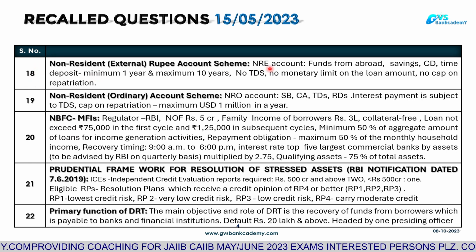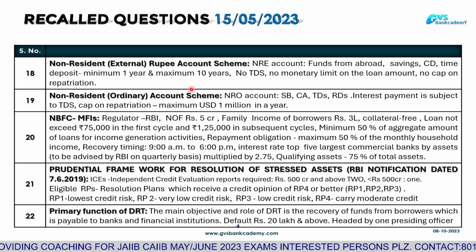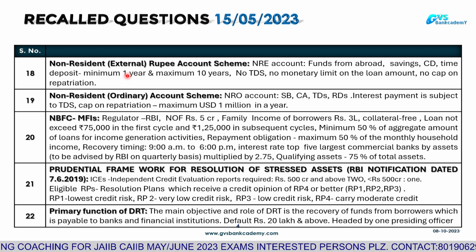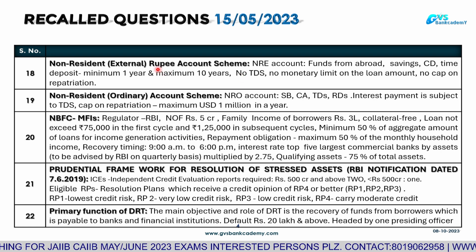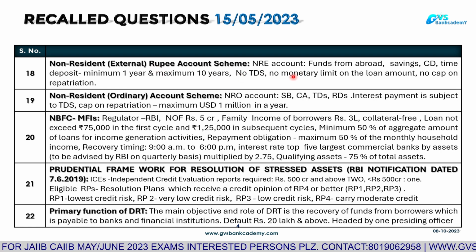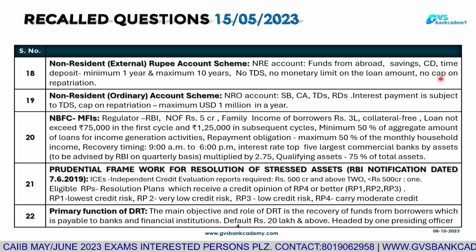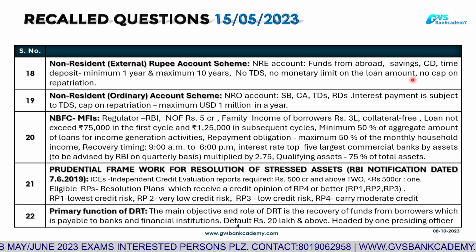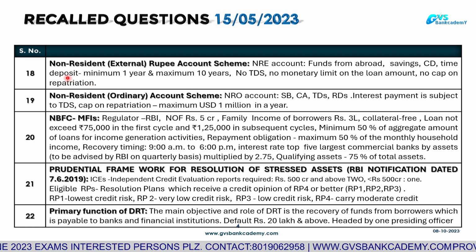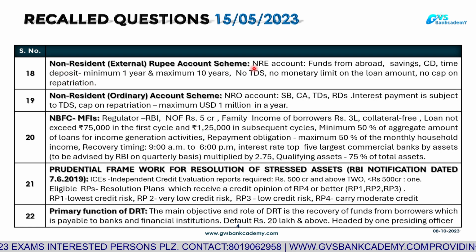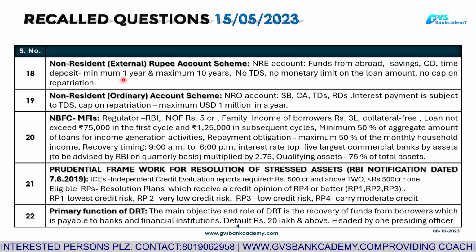Question 18, NRE accounts. In this account, funds from abroad only; we can open savings, current, and time deposit. Time deposit minimum 1 year, maximum 10 years. No TDS on interest payment on NRE deposits. No monetary limit on loan amount; you can give any loan amount based on normal margin. And no cap on repatriation. Repatriation means transfer back to his accounts abroad. This is about non-resident external: funds from abroad, savings, current, time deposit, minimum 1 year, maximum 10 years.